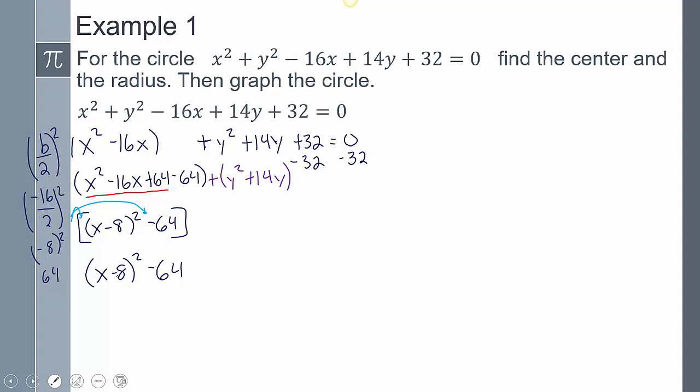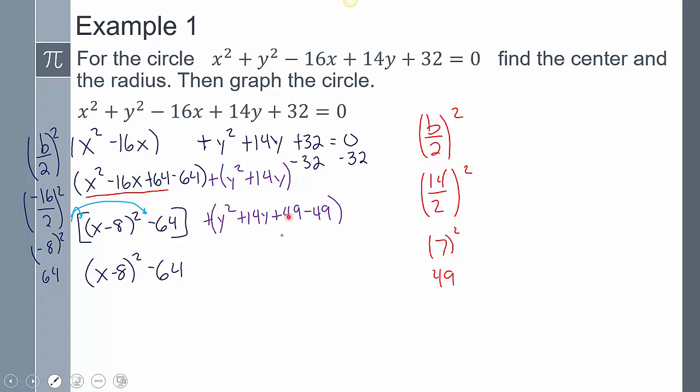Now I want to focus on the y. So I'm going to group my y's together. Same thing, I want to do b over 2 squared. And so in this case, it's going to be 14 divided by 2 and square it. So that gives me 7 squared, or 49. So I want to add and subtract that 49 inside my parentheses. Once again, this piece right here is going to factor into (y + 7)², and I still have that minus 49. Distribute that positive 1 through, and I'm going to get (y + 7)² − 49.